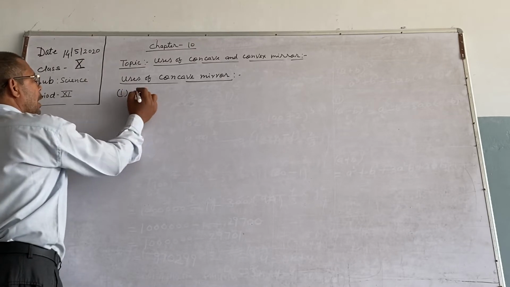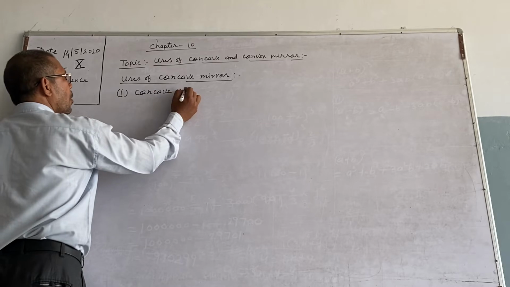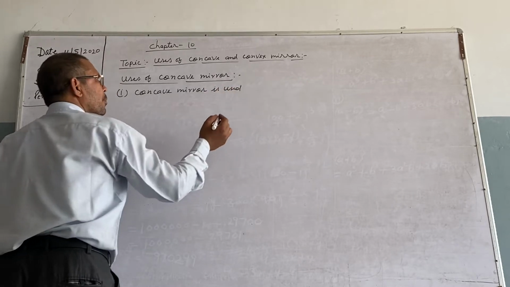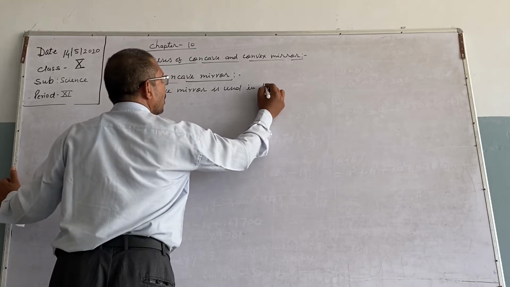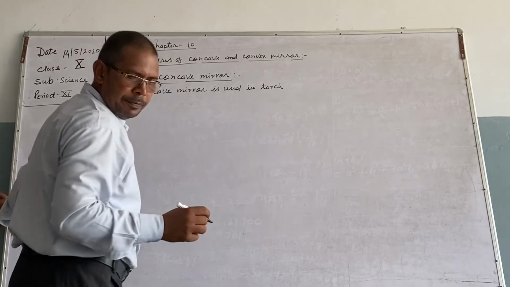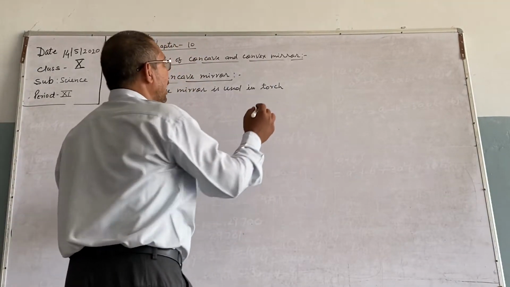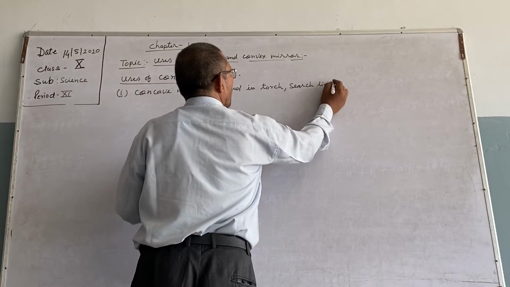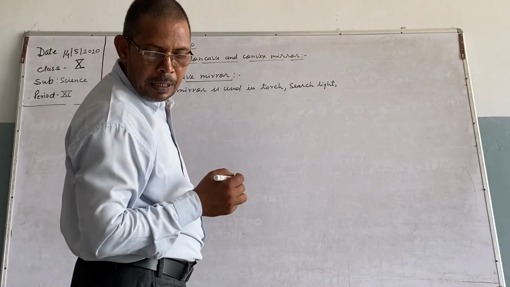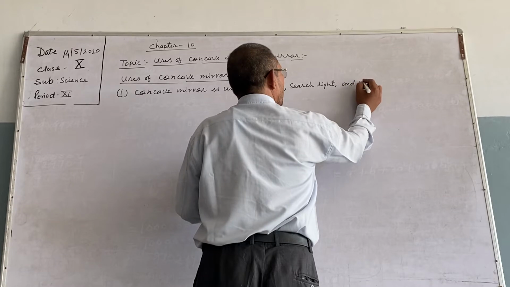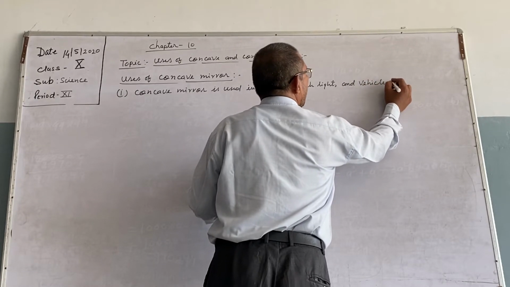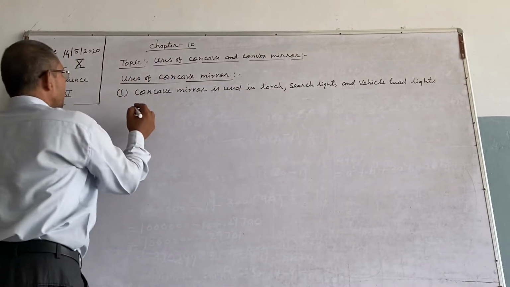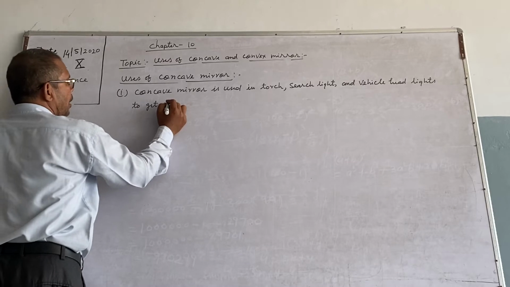First point, concave mirror is used in torch, searchlight, and vehicle headlights, to produce, that is to get parallel beam of light.